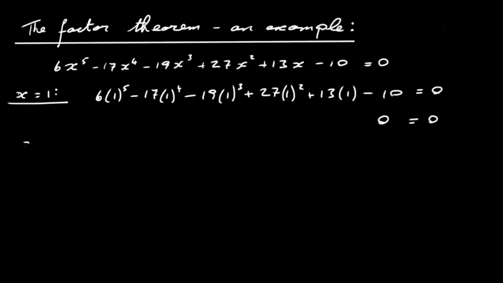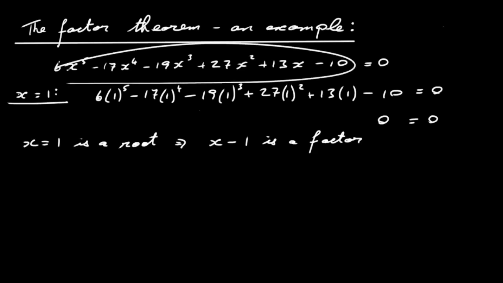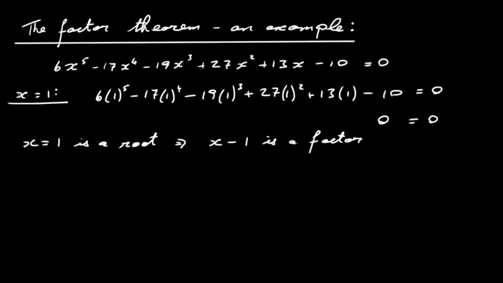So in other words, x is equal to 1 is a root, or a 0, or it's where one part of this graph is going to cut the x-axis. So that means by the factor theorem that x minus 1 is a factor of this expression here. So what we can do is divide x minus 1 into this, and that'll give us another factor, if you like. So let's do that.